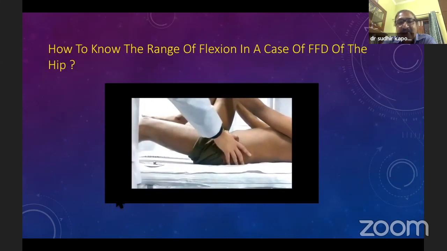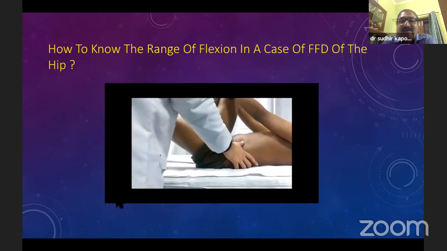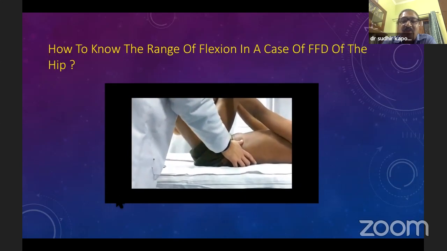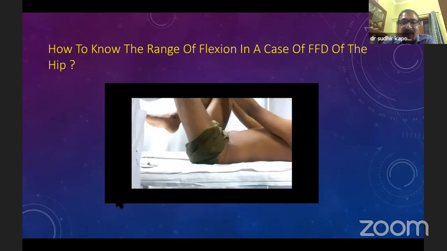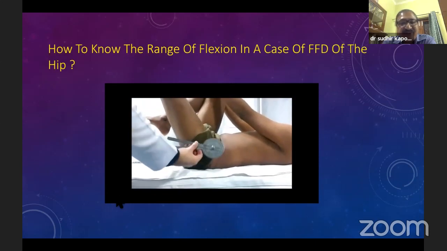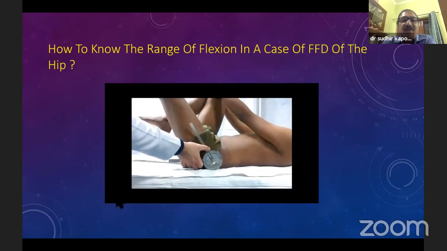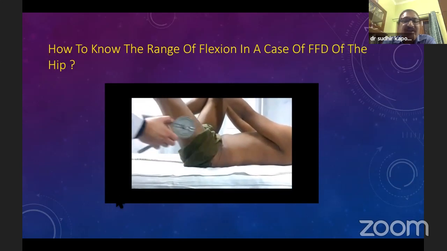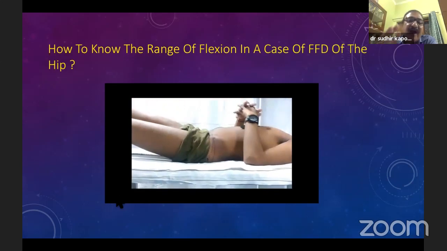Then with one hand holding the lower thigh, one can flex the hip further, while with the other hand one feels any movements of the pelvis. Once the pelvis starts moving, that is the point till which the flexion is present. So like in this patient has a fixed flexion deformity of 60 degrees or so, and further flexion is possible till about 80-85 degrees. So he has a free range of about 20 to 25 degrees of free flexion after the fixed flexion deformity.